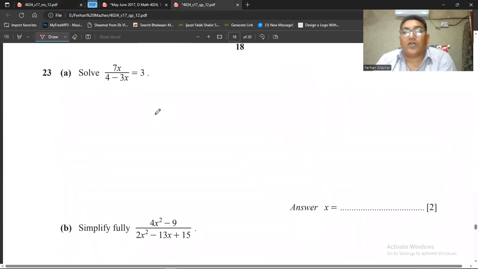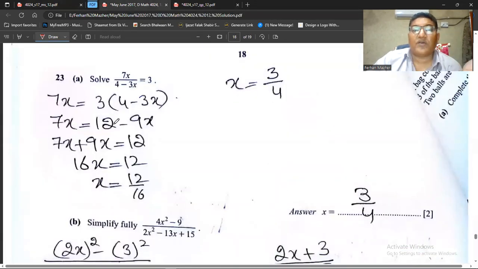Okay, so we are on question number 23, A part. It says solve 7x divided by 4 minus 3x equals 3. Just cross multiply here and get the value of x. Very simple, straightforward question.